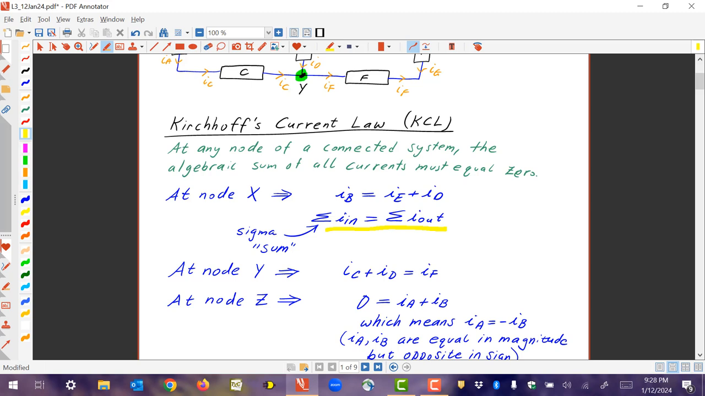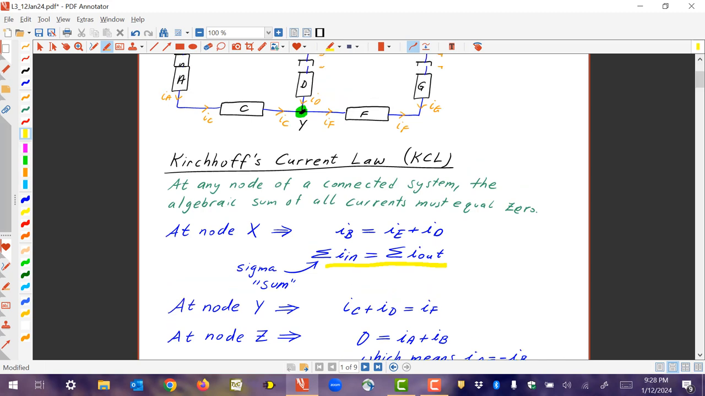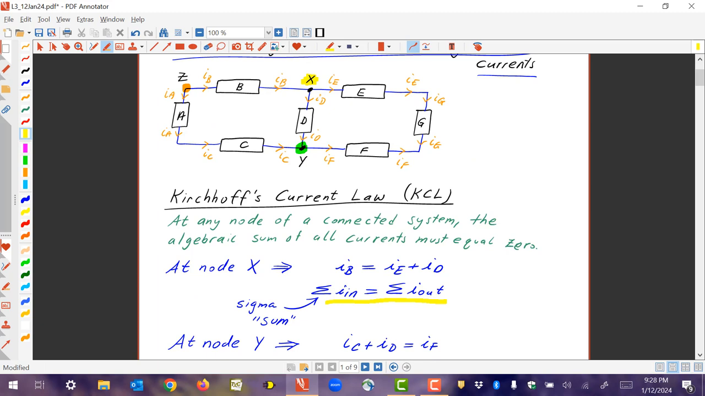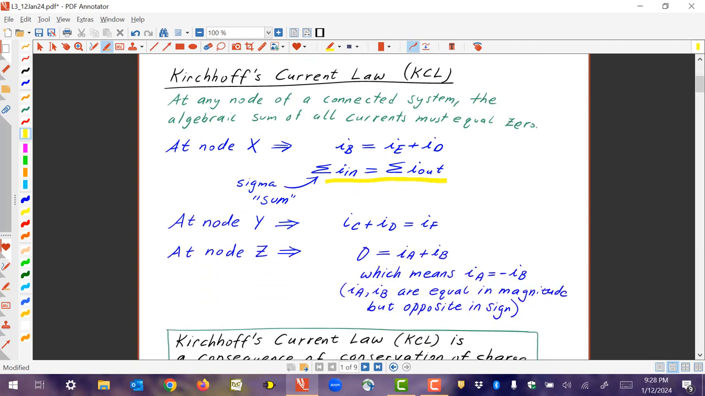Now, as far as the numerical values of IA and IB, we don't know at this point, and the reason is because we don't know what elements are hiding behind A, B, C, D, E, F, G. We haven't said what those elements are, but Kirchhoff's current law has nothing to do with what those elements are. It has to do with how they are connected and in which direction we're measuring the currents. So I'm just breaking it down to the very raw fundamental basics. So Kirchhoff's current law is exactly this.